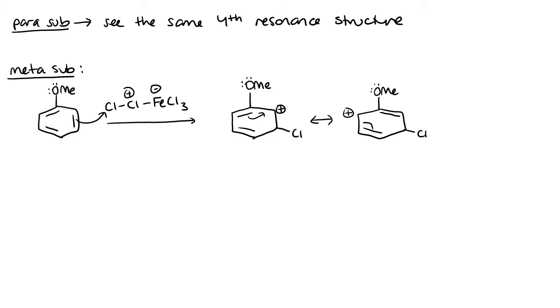And then we've formed another allylic cation, which is going to form here. Now, at no point is the positive charge going to end up on the carbon containing our activating group. So there's no way for us to form the fourth resonance structure. So in meta substitution with an activating group, only three resonance structures contribute to the arenium ion.